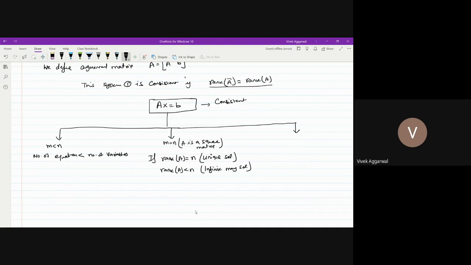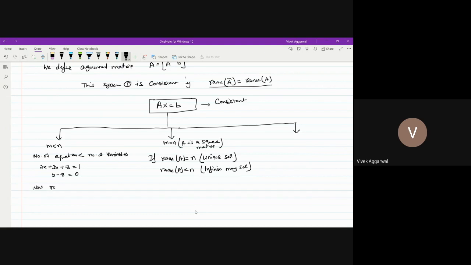So in that case, suppose I have, for example, 2x plus 3y plus z is equal to 1, and y minus z is equal to 0. So these are three variables, and this system has two equations. Such type of equations we are going to have.